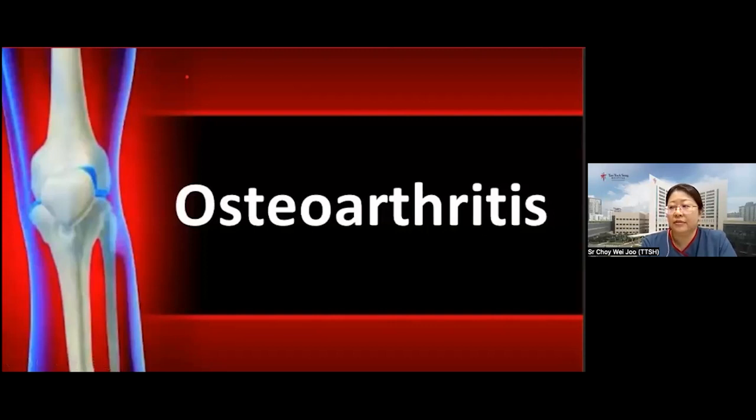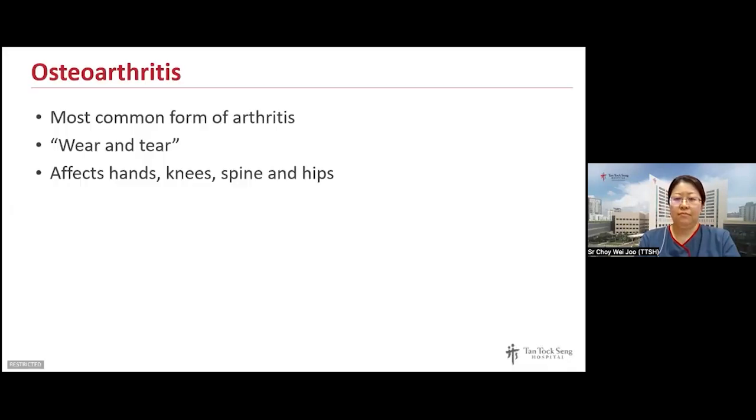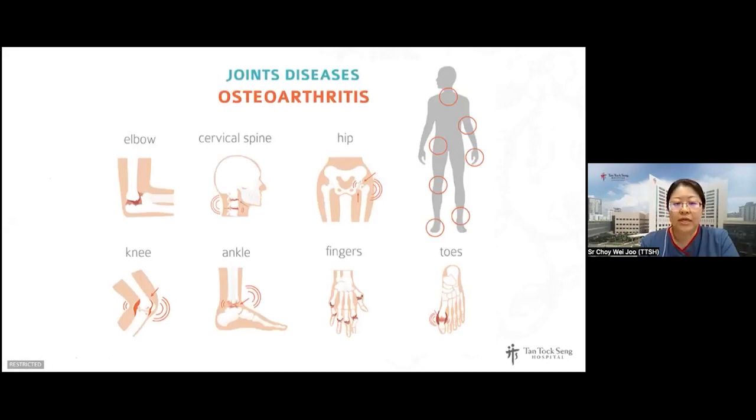So osteoarthritis. I think many of you are wondering what is this. Okay, so arthritis actually is a broad title. It's very common, but it's one of the most common forms of arthritis we see in our friends or our patients, and it's usually a wear and tear condition. Most of the time it affects our hand, knee, spine, and joint. So these are the areas where we can see changes in our joint.